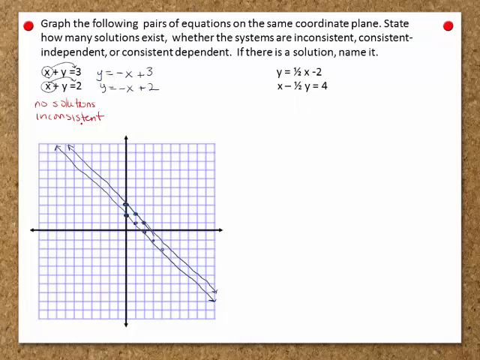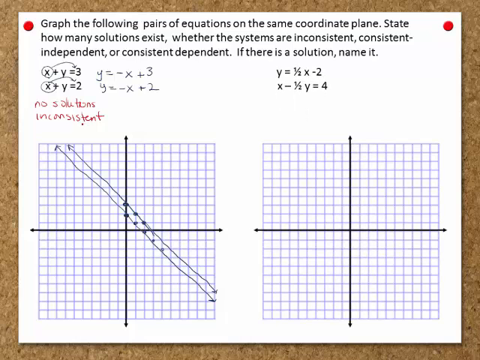For my next graph, I have y equals 1/2 x minus 2. This one's already in y equals mx plus b. This equation needs to be rearranged. First, I'm going to pick up the x and move it. So I'm going to have -1/2 y is equal to -x plus 4.